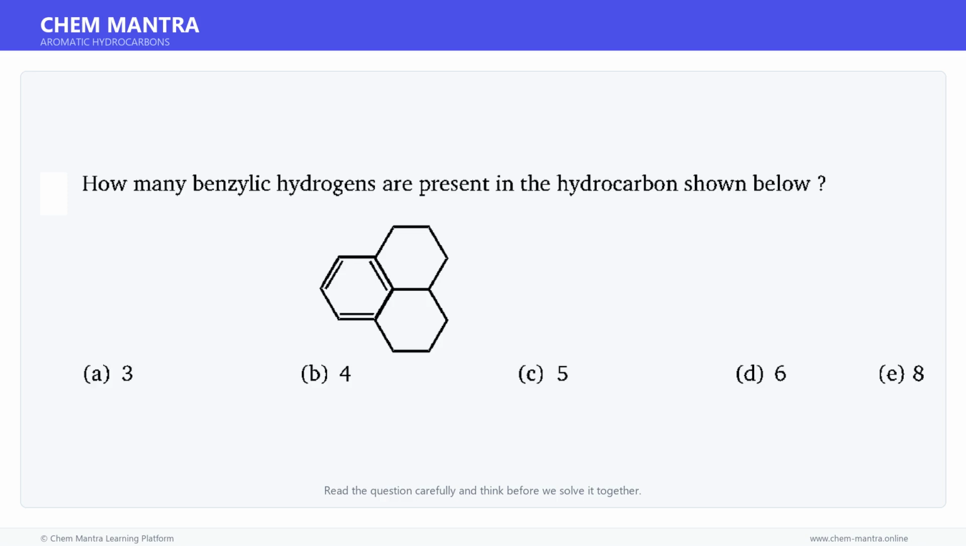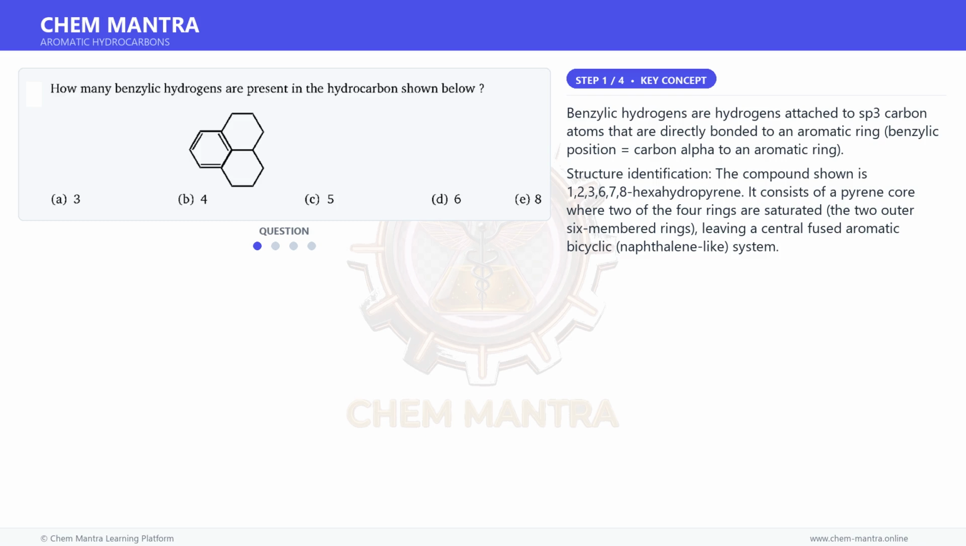Here is a question. Read it carefully and think about the answer. Let us solve it step by step. Let us first understand the key concept here. Benzylic hydrogens are hydrogens attached to sp3 carbon atoms that are directly bonded to an aromatic ring. Benzylic position is equal to carbon alpha to an aromatic ring.